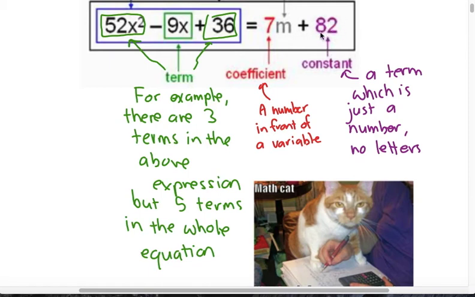This is not a coefficient. Remember, a coefficient has to be multiplied by a variable. This is instead called a constant term. So you couldn't call 82 or 36 coefficients. Instead, you'd have to call them constant terms, and so on.